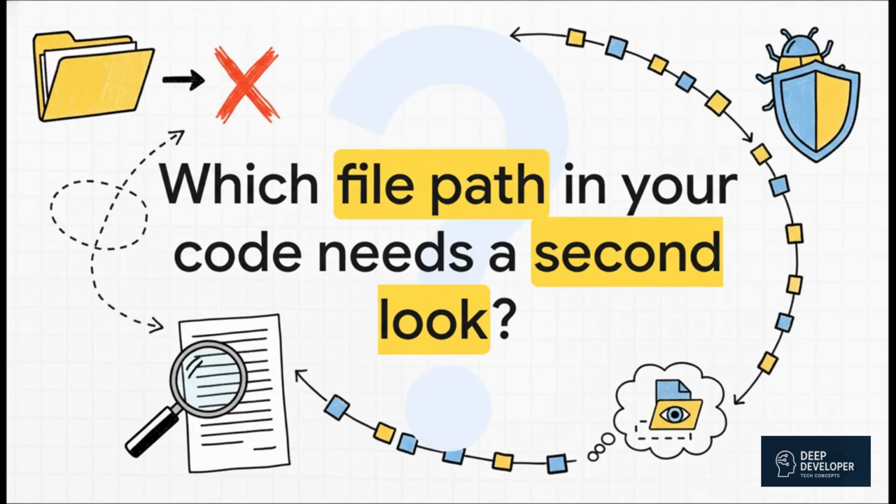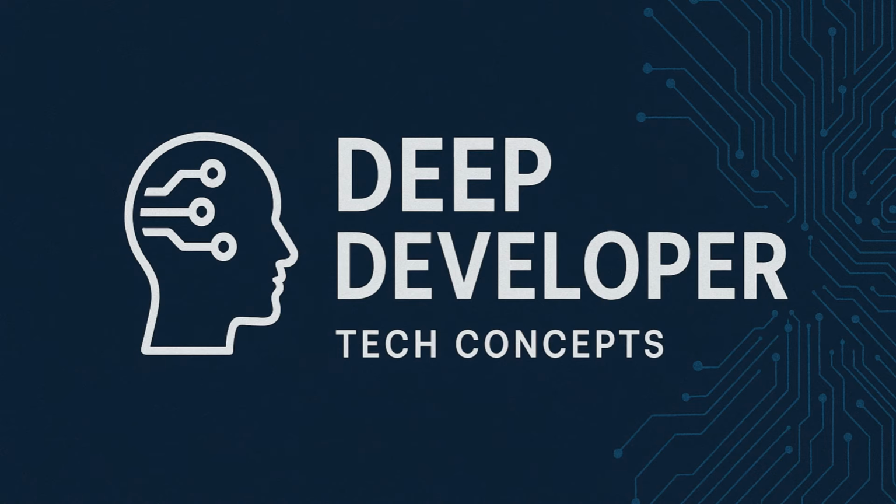So we've seen how scary this is. But more importantly, we've seen how straightforward it is to defend against. So I'll leave you with this one question, a call to action, really. The next time you're in your codebase, do a search. Look for every place you're building a file path from user input, and ask yourself, which one of those needs a second look?